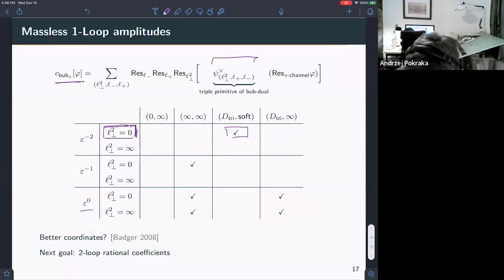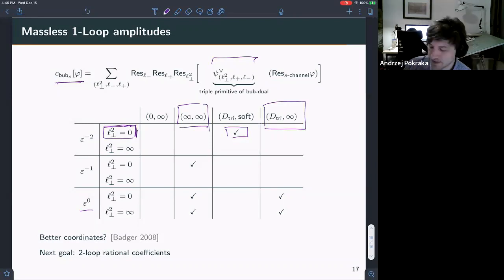On the opposite end of the spectrum, we can look at the rational term. And this rational term, as expected, comes from residues that localize at infinite momentum. So only terms that have these poles at infinity are going to contribute. However, you can have residues at L perp squared equals 0 or L perp squared equals infinity.